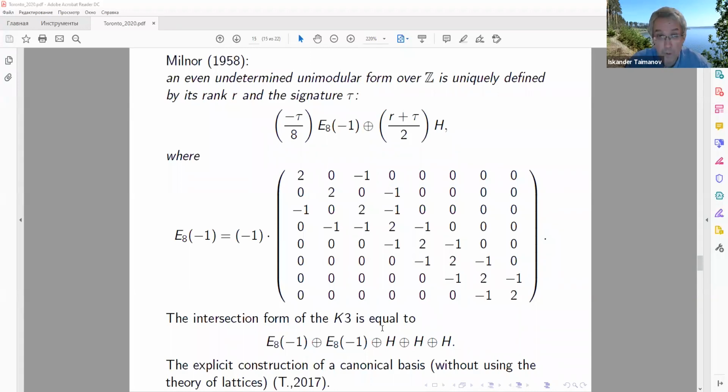So this is a theorem which is derived from the theory of lattices, from number theory. In this case, Milnor relies on some articles from number theory from the 30s and even some earlier. E8 is the Cartan matrix for the group E8 multiplied by -1, and the intersection form of the K3 surface is equal to 2 copies of E8 with minus 1 and 3 copies of H. H is the hyperbolic form with entries 0, 1, 1, 0.